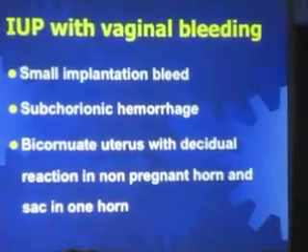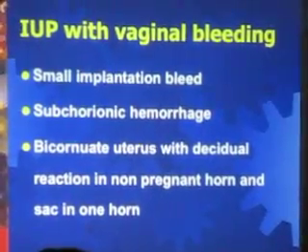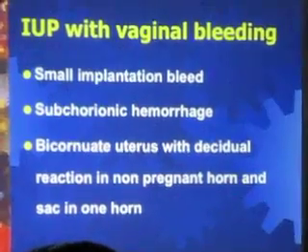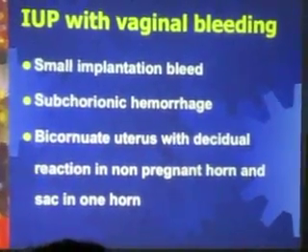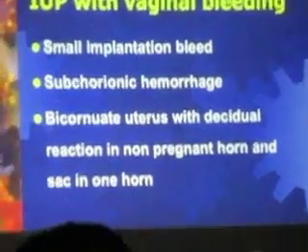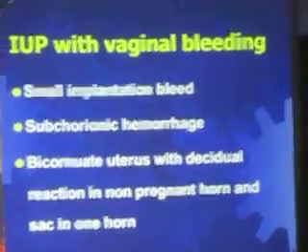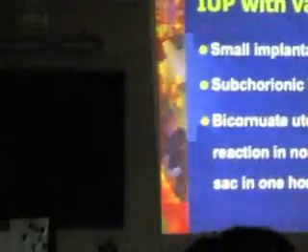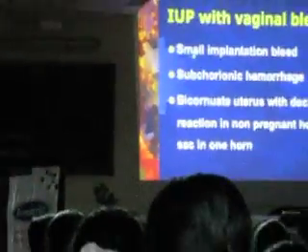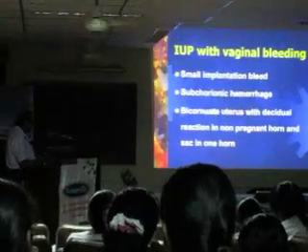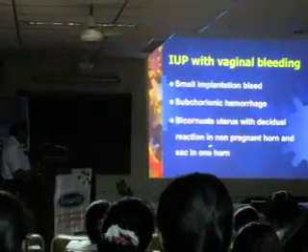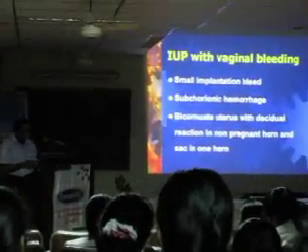Now, patient comes with bleeding in the first trimester. What do we do? And the patient always wants to know why she's bleeding. By doing a scan, it is possible in many cases to give a reason for the bleeding. In some cases, we may not be able to assign the reason. Now, we look for small implantation bleeds, subchorionic hemorrhage, or there's a bicornuate uterus with decidual reaction in the non-pregnant horn and the sac in one horn.